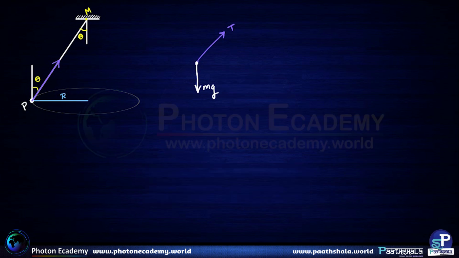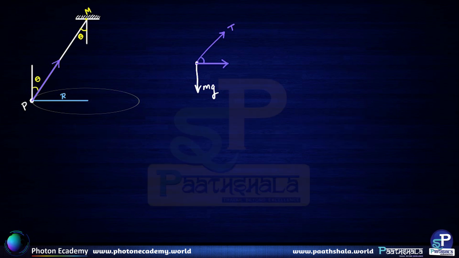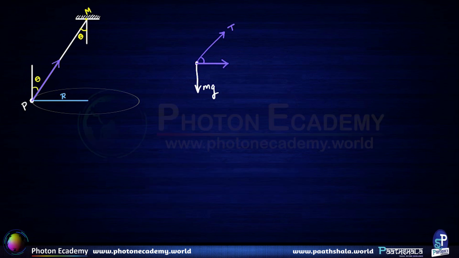So T has a rightward component. The rightward component of T is going to be equal to T sin theta, because it is the component that is away from the angle theta, and we know that the component towards the angle theta is going to be cos theta. So the vertical component of tension is actually going to be T cos theta in this particular case, and this component is going to be T sin theta. Now since the particle is moving in a horizontal circle, there is no vertical motion of the particle. So the vertical component of tension is going to be balanced by mg.